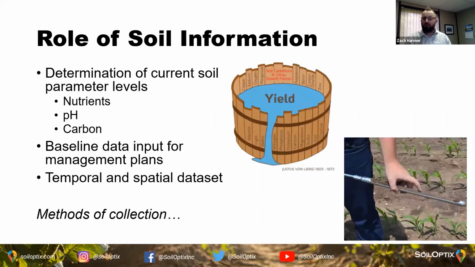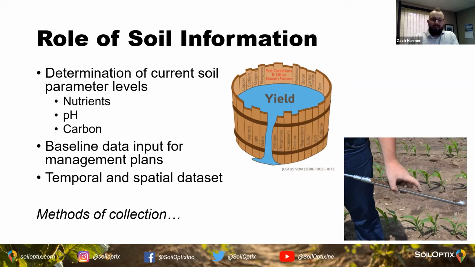I think we can all agree, and we all know, what the role of soil information is in general for production of crops. It's used as a determination of current soil parameter levels, whether that's nutrients, pH, texture, and of course now more than ever, we're seeing this carbon component being brought in. It's also a baseline data input for management plans, management plans for inputs, again fertilizer, seed, water.